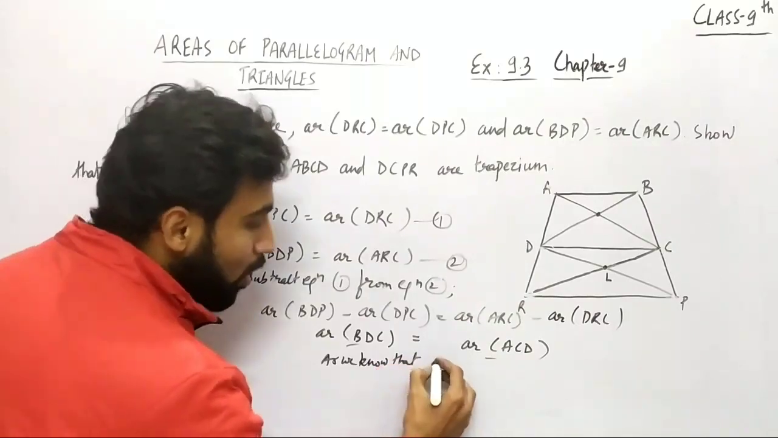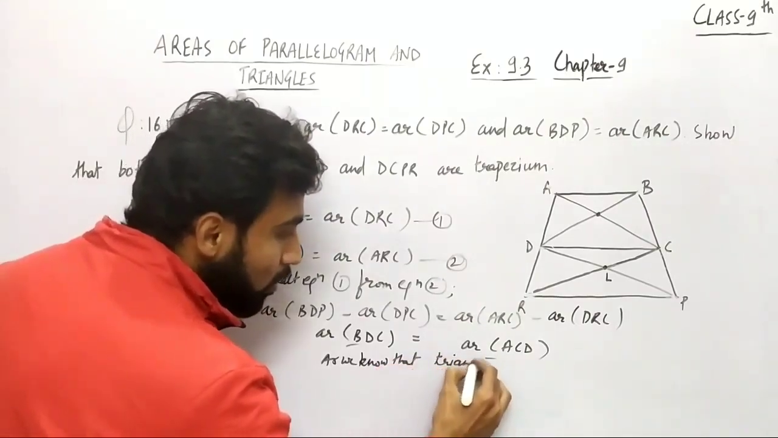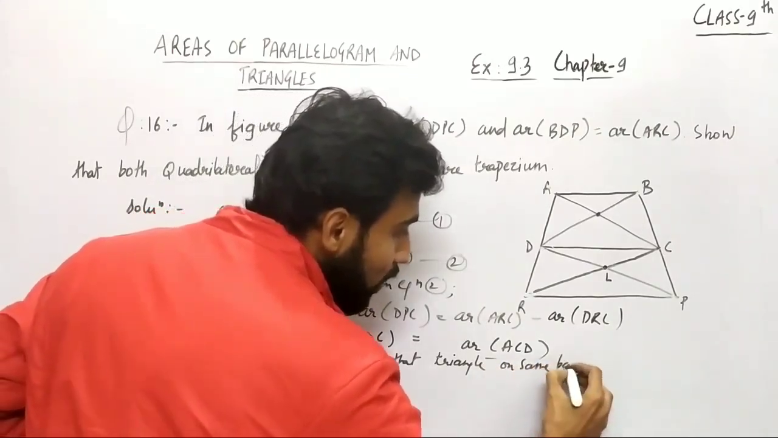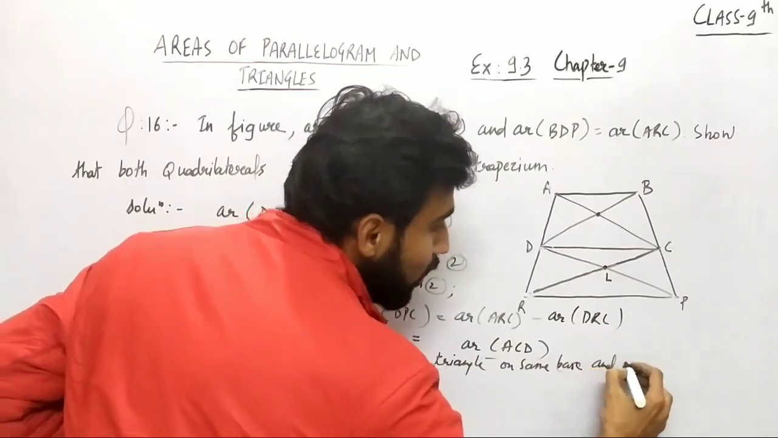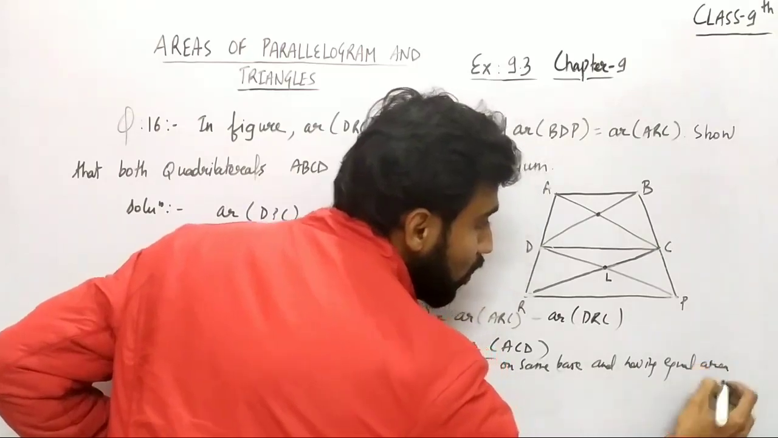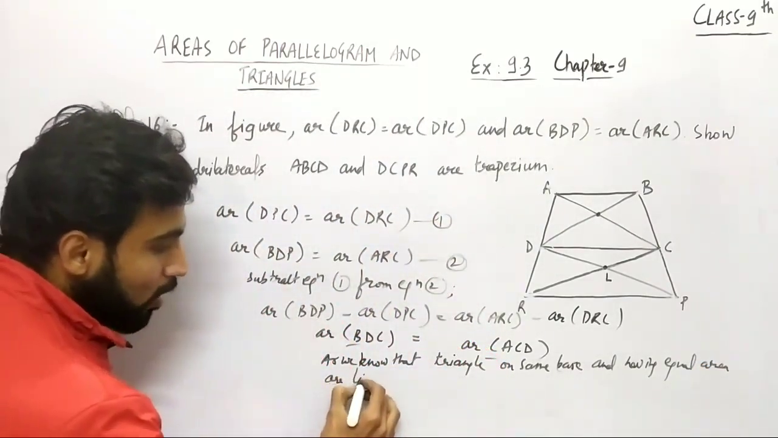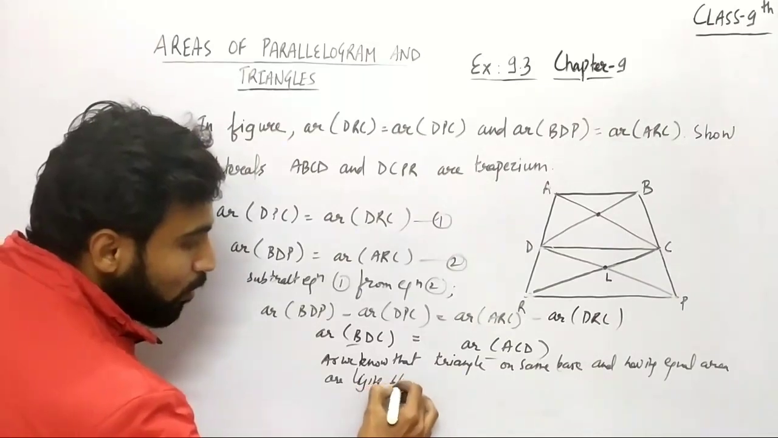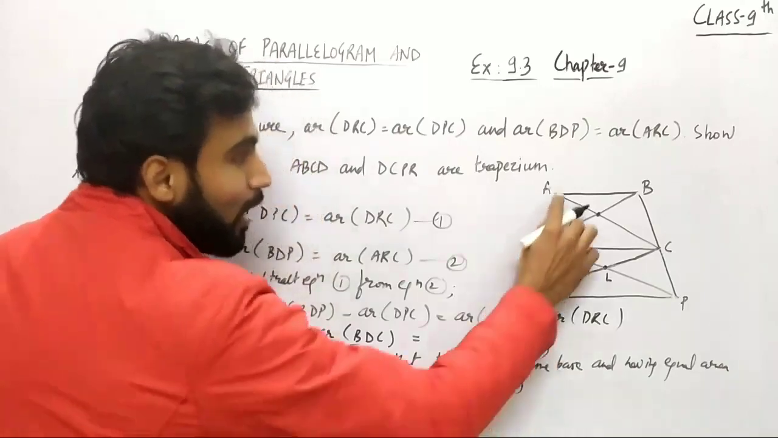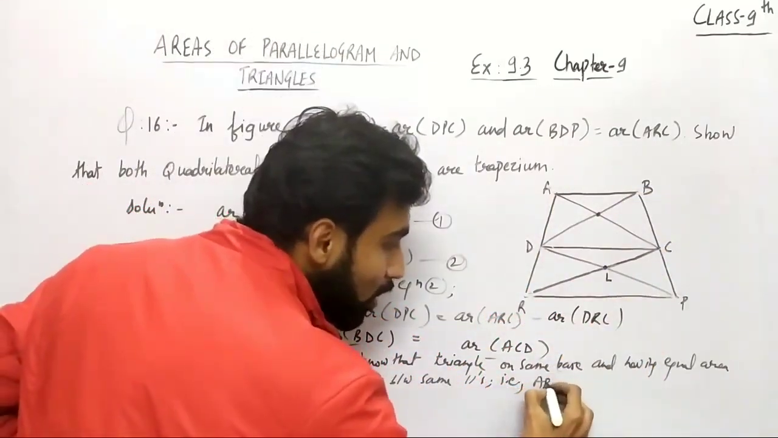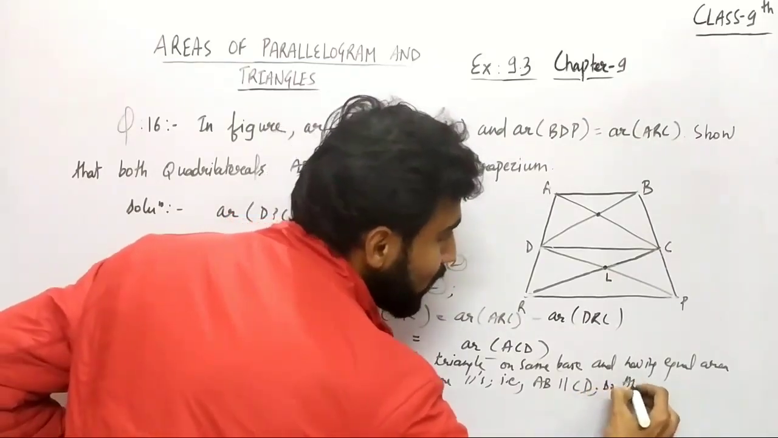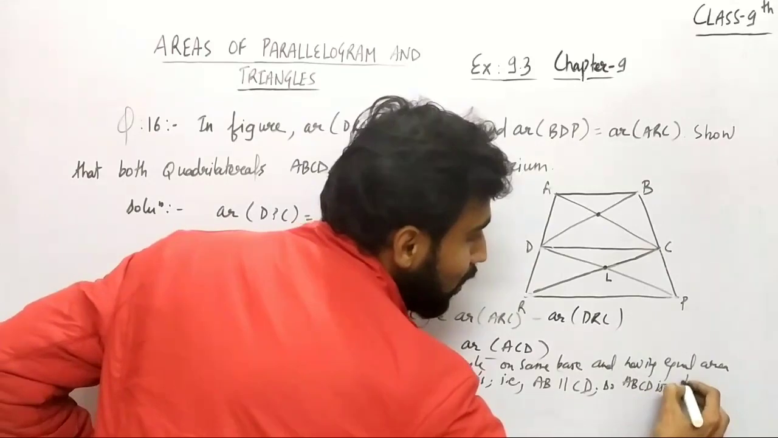That you can see, triangles on the same base, let me just correct that, same base and having equal area are lying between the same parallels, right? So that means AB is going to be parallel to CD. So we can say that ABCD is a trapezium, right?